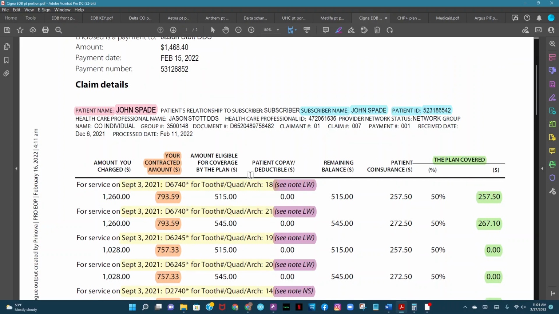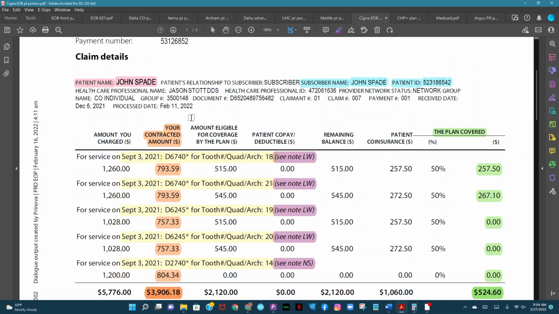As you can see, this one is very different than the others. And we'll go down here to the claim details. Patient name right here up front, we have John Spade. There is no date of birth on this EOB. We have subscriber down here, as you can see, John Spade. And then the patient ID is the member ID there.